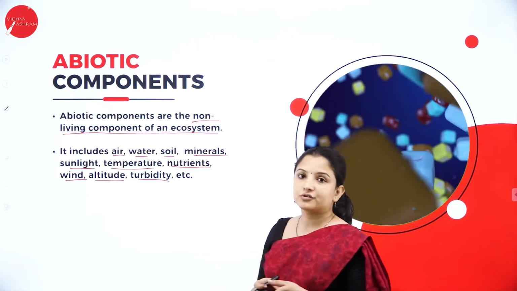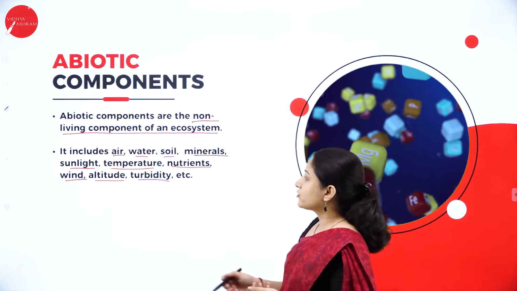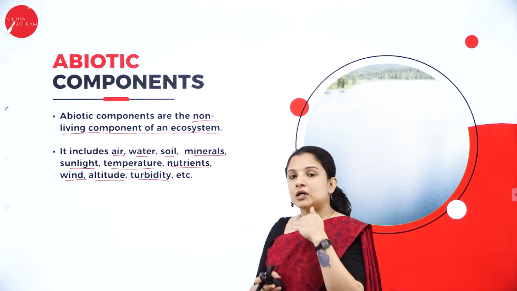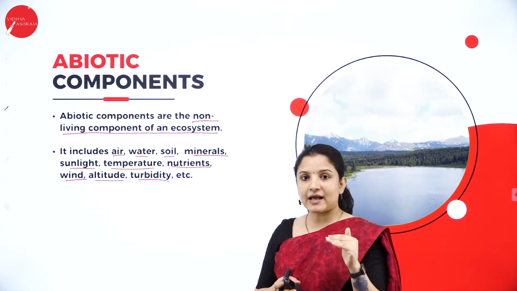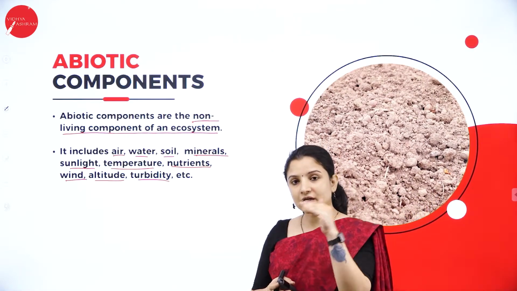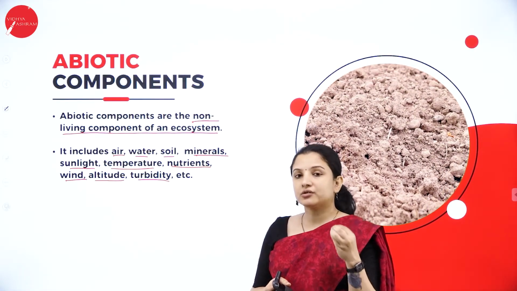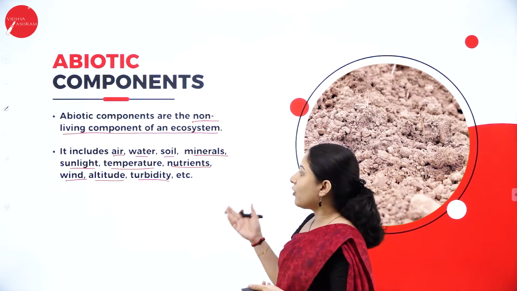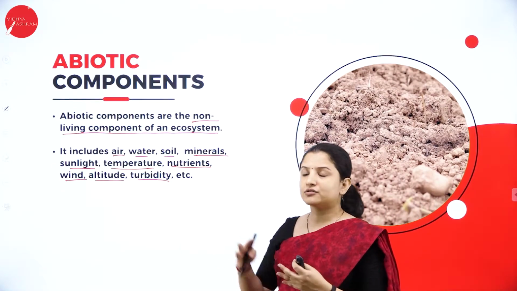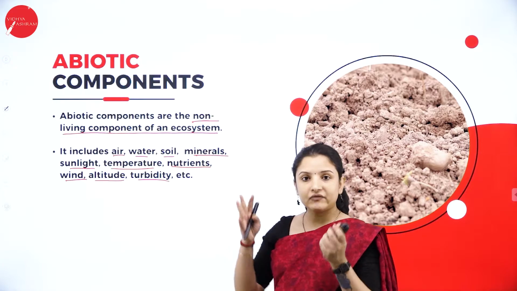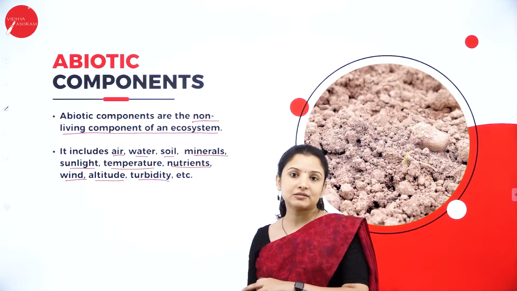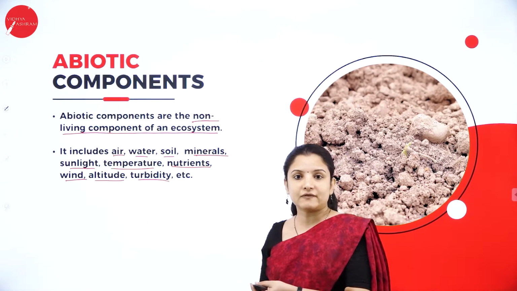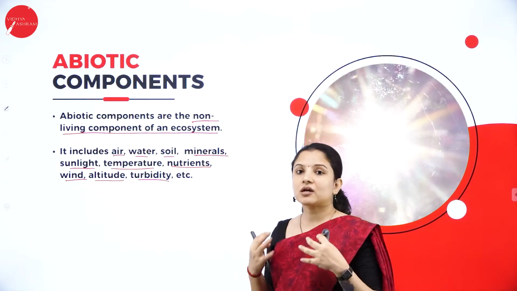And temperature is also needed for the plants. And then nutrients are very important. Wind, altitude. Say for example, the plants are in different locations, and different altitudes will have different climatic conditions. So that will also affect the quality of the plant. So all these are interconnected to one another. All these abiotic factors are very, very important if the biotic factors have to survive. All these non-living things are very important if the living things have to survive. So that is how they are interconnected to one another.